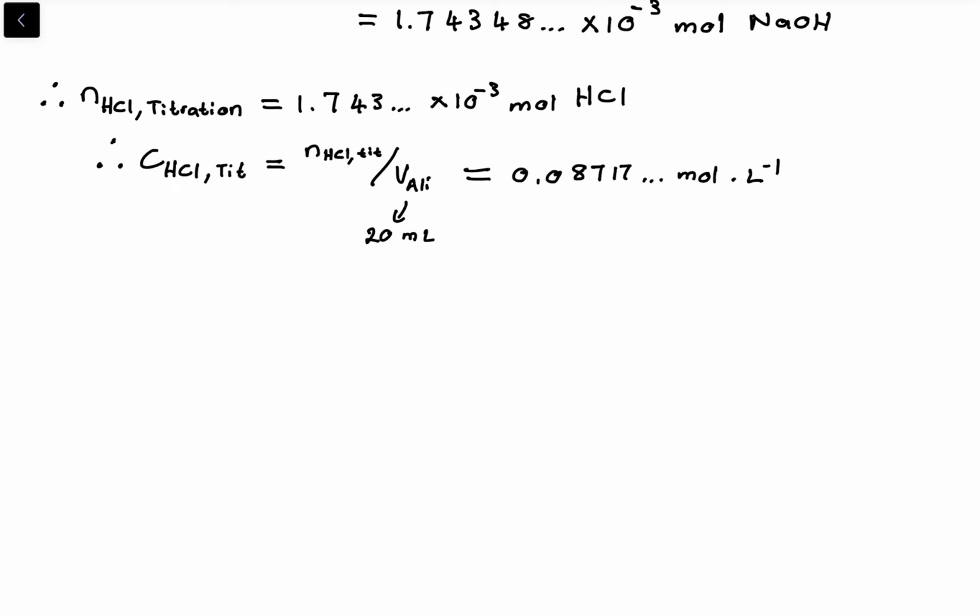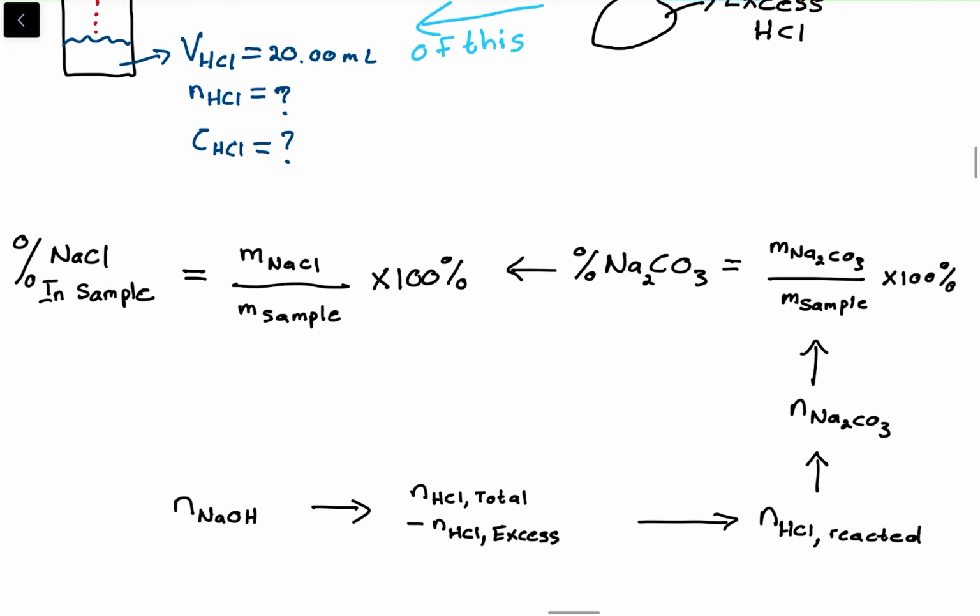All right, this volume of the aliquot is, of course, that 20 milliliter that we calculated. Because the titration was done only against 20 milliliter of the solution A. So we know how many moles of HCl we had in 20 milliliter. So we get a concentration. Now we know what the concentration is of our aliquot.